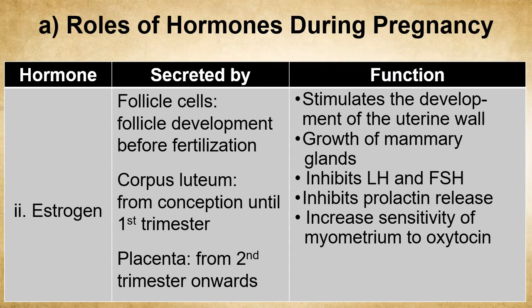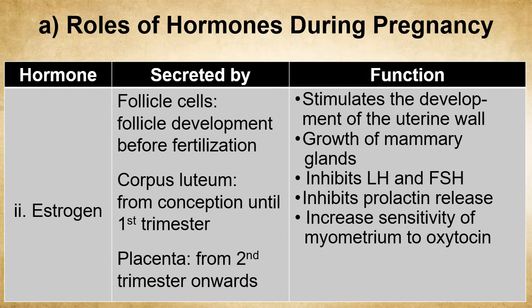The next hormone is estrogen. Estrogen is secreted by follicle cells for follicle development before fertilization. Similar to progesterone, estrogen is also secreted by the corpus luteum in the ovary from conception until first trimester. And then from second trimester onwards, it is secreted by the placenta.